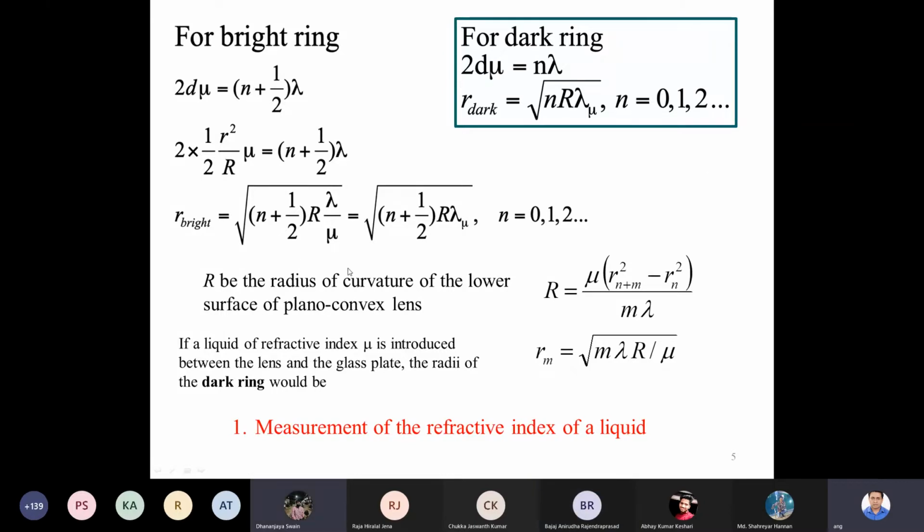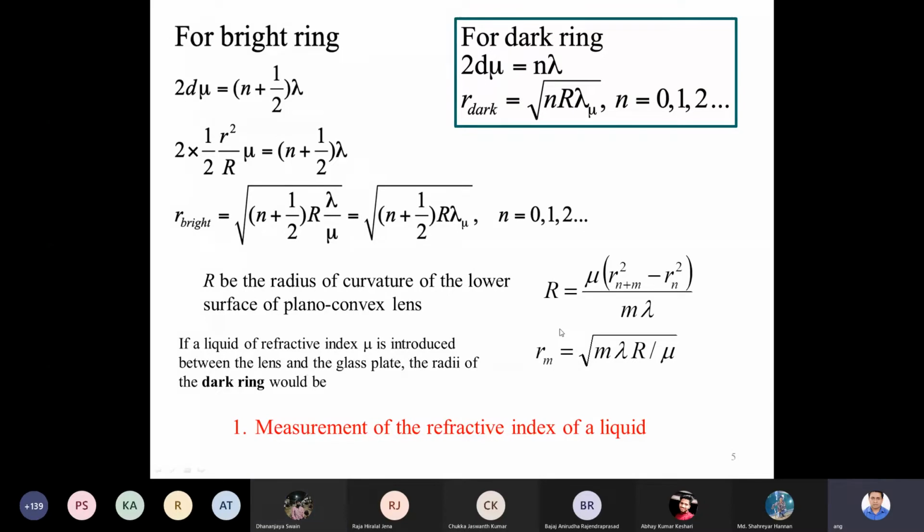Sir, for different values of n plus m and n, r will be different. But the one we are using, the R must be constant, right? Capital R will always be constant for any value of n and m. Capital R is constant for the lens. That is static. You are not changing the lens. And this is the aim of the experiment, to find out capital R.